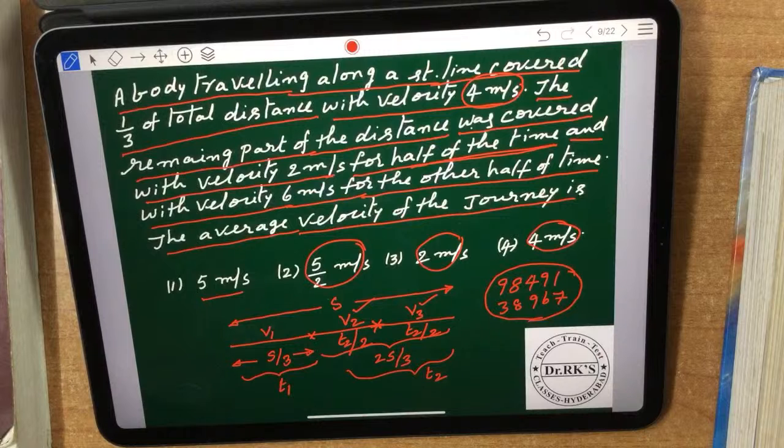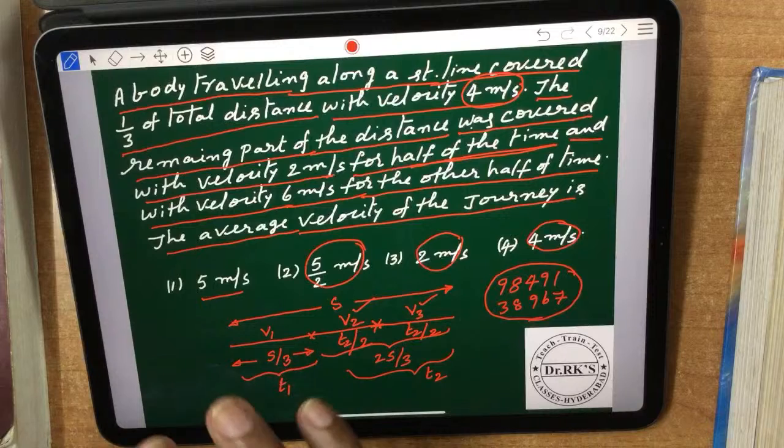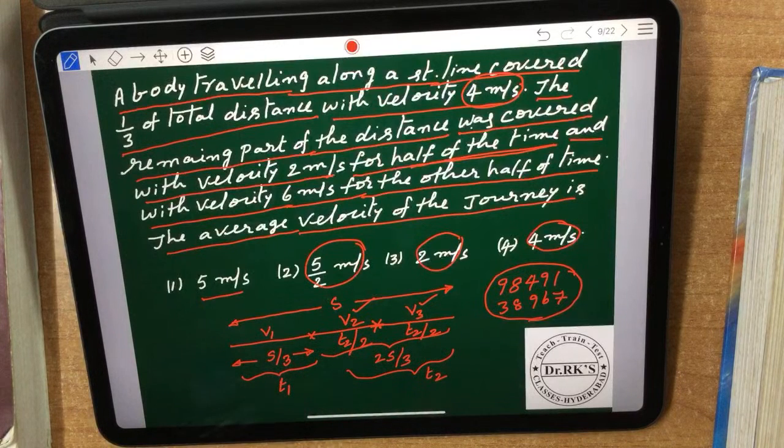What is the correct answer? 5 or 5 by 2 or 2 or 4? No problem, I'll give time. Don't worry. It's an interactive class. You can enjoy. Okay, we have enough time. 2 years time is there. So there is no hurry in completing the syllabus.